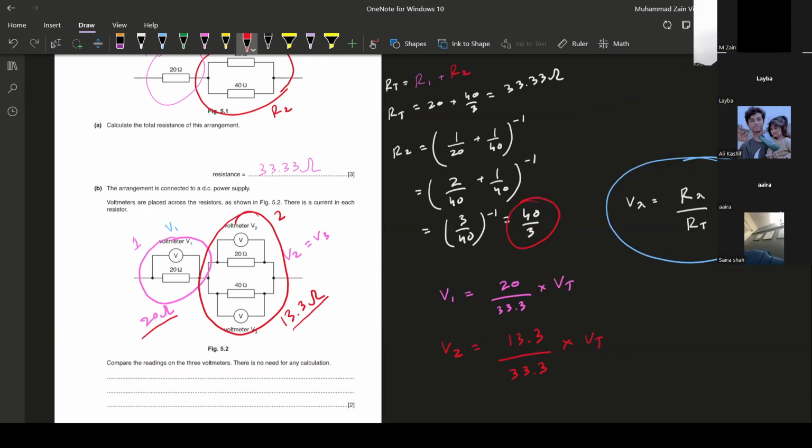So when I do this, now you all should just compare. Consider Vt to be a constant. If Vt is a constant value, obviously I can simply tell by looking that this V1 would have a greater value. So that's how I know.